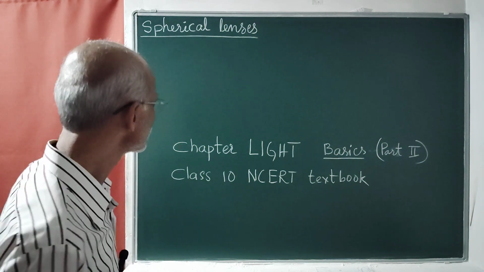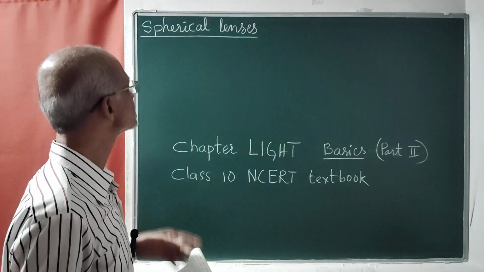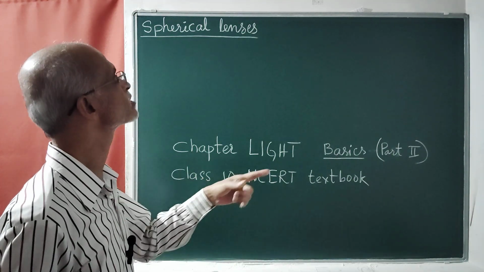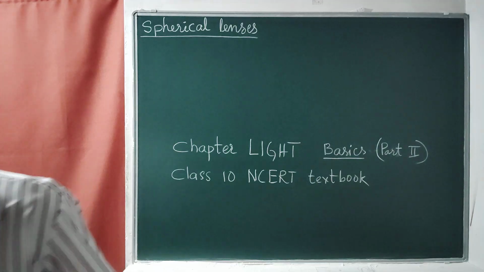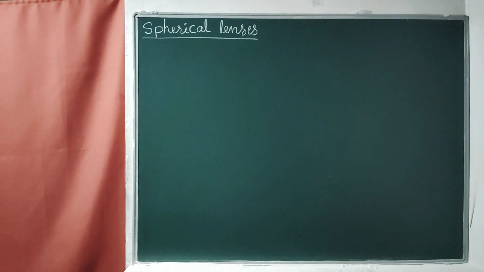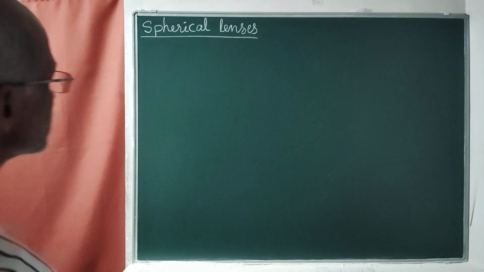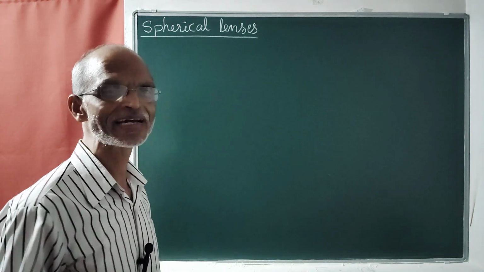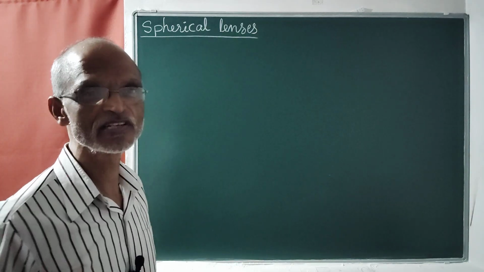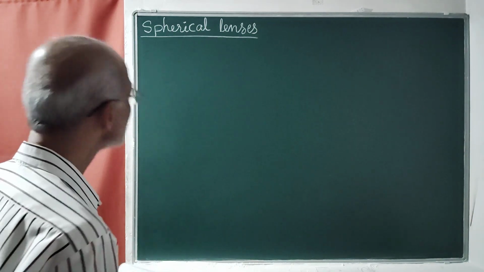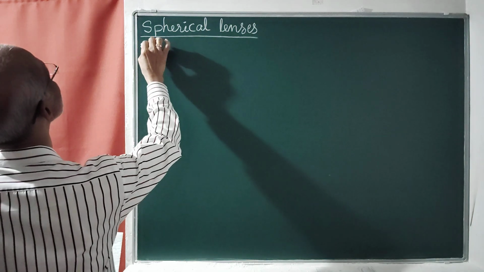In this class, we will study the chapter Light Basics, Class 10 NCERT textbook. In the previous class, we had seen what are spherical mirrors. Here in this class, we will see what are spherical lenses. Let us see what is a lens.